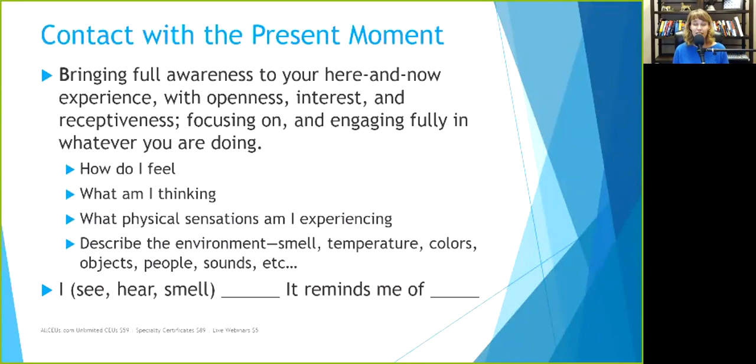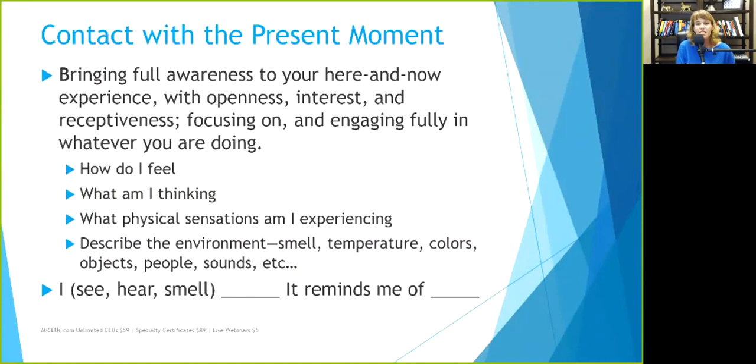Contact with the present moment would theoretically be staying focused right here, right now, and trying to identify things that relate to this presentation. You know, thinking about clients you've worked with, or thinking about how you might use this in further sessions today. Even if you can't stay completely attuned to my voice. Not everybody's an auditory learner. I get that. Not a problem.